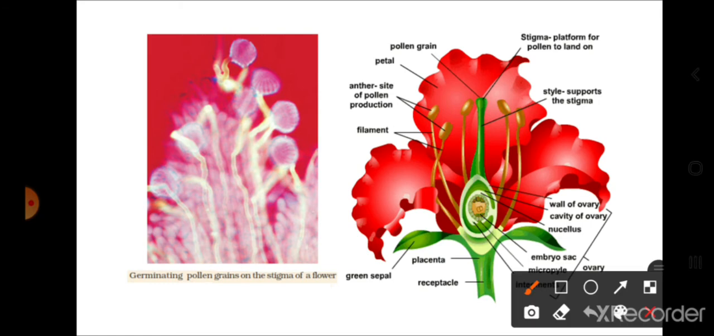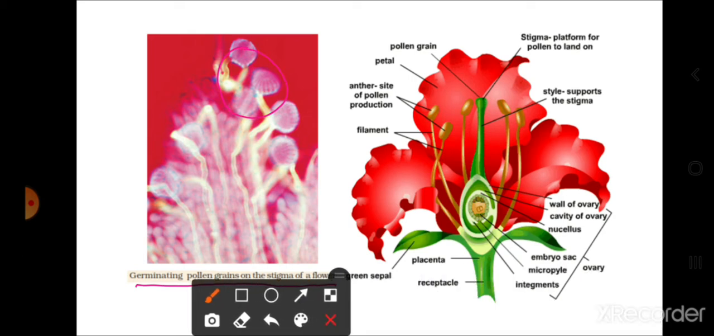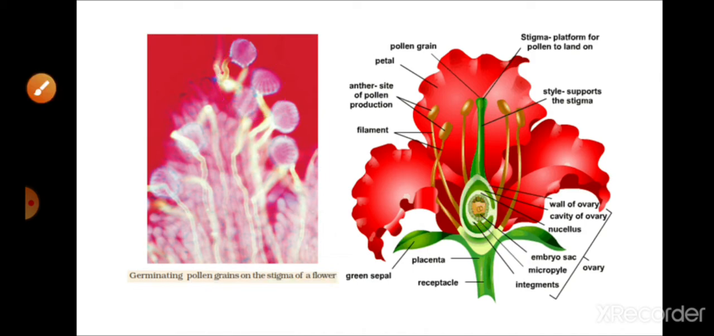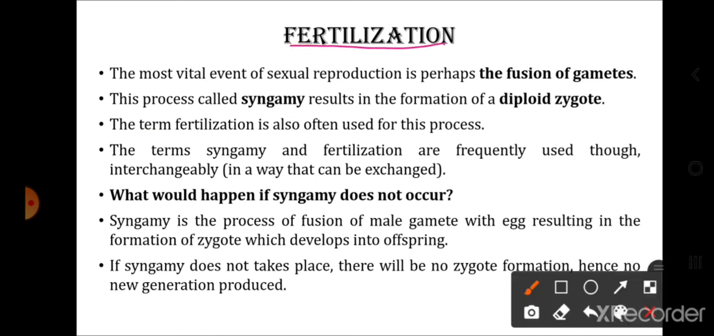Here you can see the germinating pollen grains on the stigma of the flower. Clear? And this is the diagram which shows where the pollen grains will land and where the process of fertilization will take place. So this is the ovule, which will have the embryo sac, and within that the fertilization process will take place. Now the next process is fertilization.